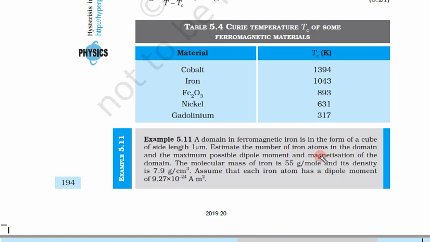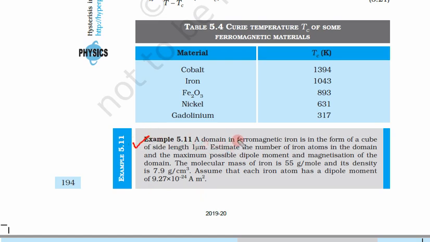So we have learned about paramagnetic materials, diamagnetic materials and ferromagnetic materials, and we have seen this critical or Curie temperature after which the ferromagnetic material converts into paramagnetic material, and this temperature is generally very high. Even for iron it is around 750 degrees Celsius. So if some magnet is made of iron, then you have to heat it up to 750 degrees Celsius, then it will become non-magnetic. Now we were doing this example 5.11.